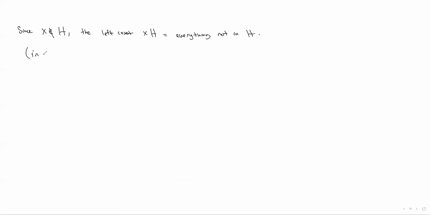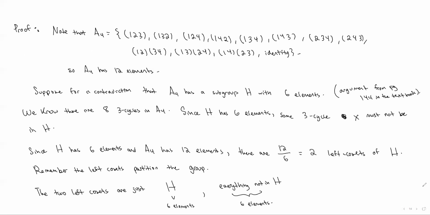In general, XH equals H if and only if X is an element of H. Okay, so the left coset XH, since it's not H, must be that other coset. There are two left cosets, right? The cosets must partition the original group. Since H has 6 elements, there are only 6 elements left, so that must be the other coset. So there are 2 cosets: H, and everything not in H.